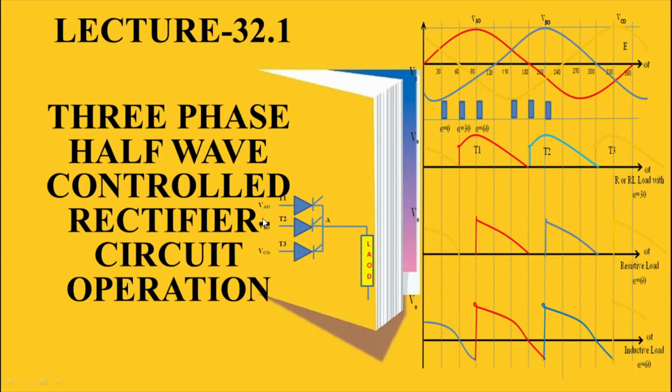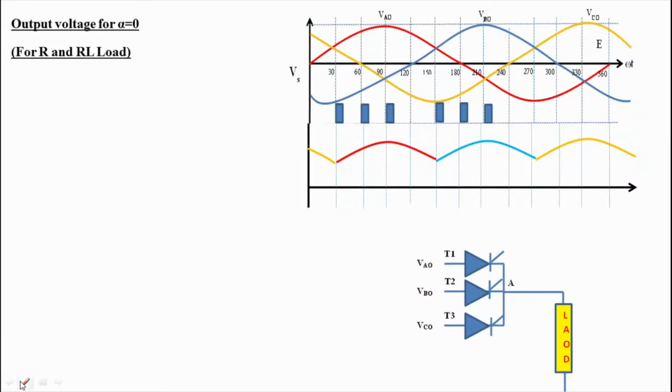See, this is the rectifier. Here, three thyristors are connected in parallel with common cathode. First, we will see the output voltage waveforms from alpha equals 0 for R and RL load.